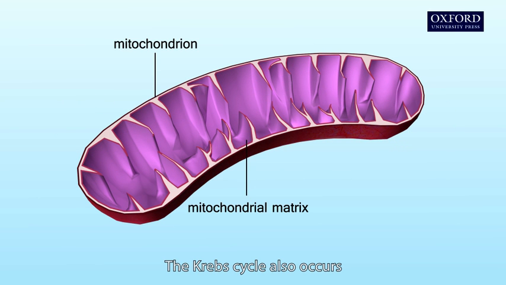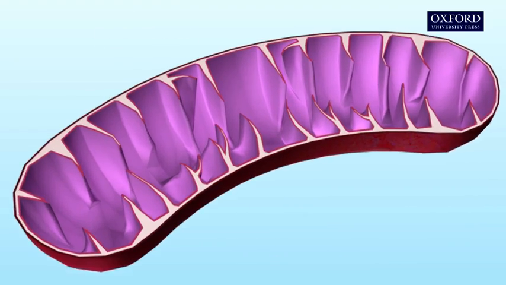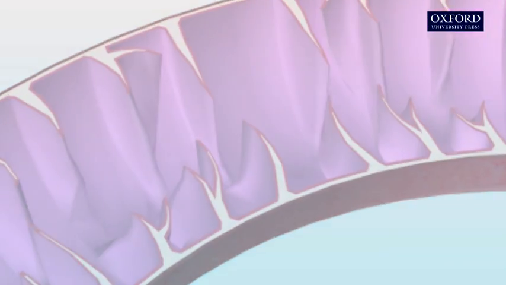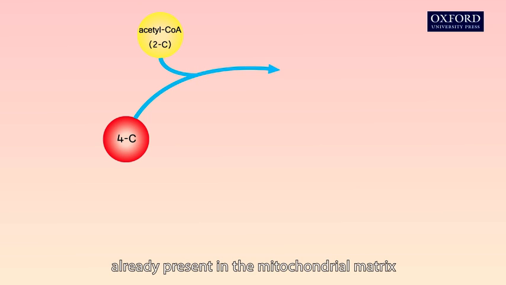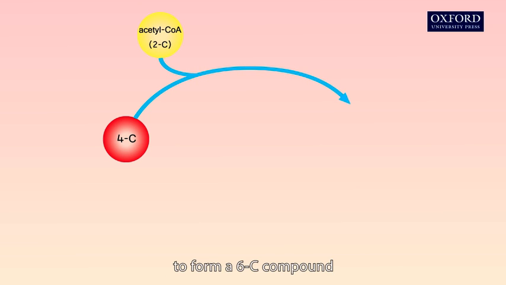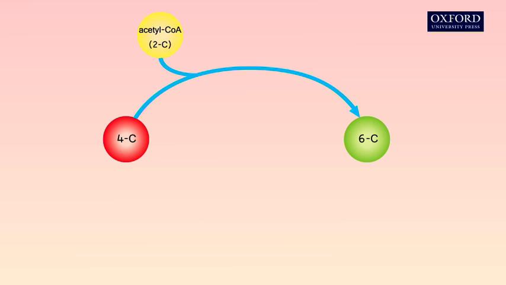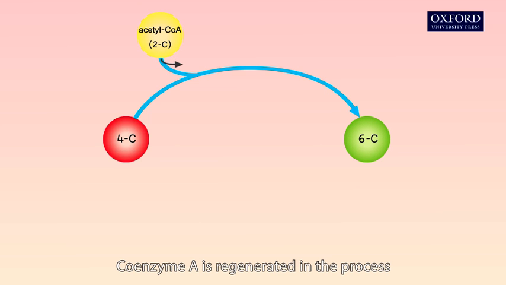The Krebs cycle also occurs in the mitochondrial matrix. The acetyl-CoA formed before combines with a 4-carbon compound already present in the mitochondrial matrix to form a 6-carbon compound. Coenzyme A is regenerated in the process.